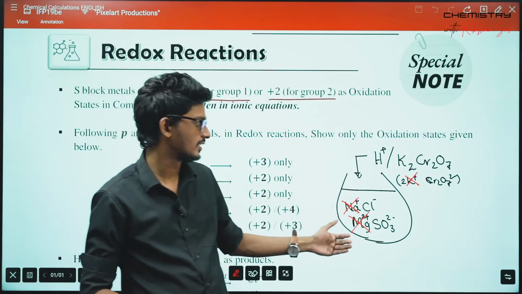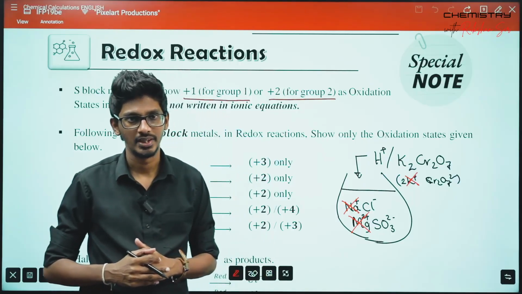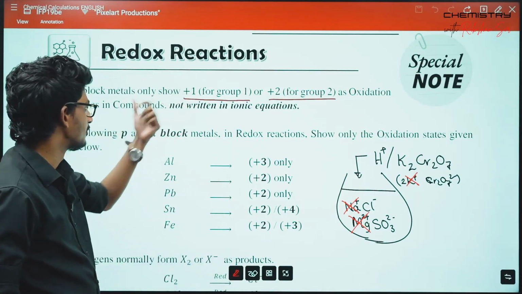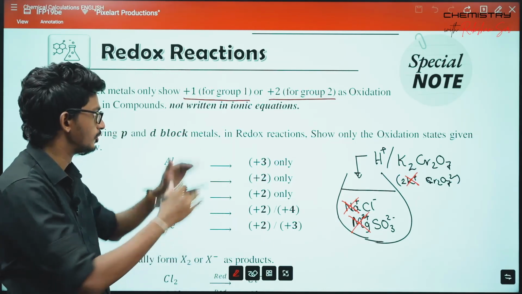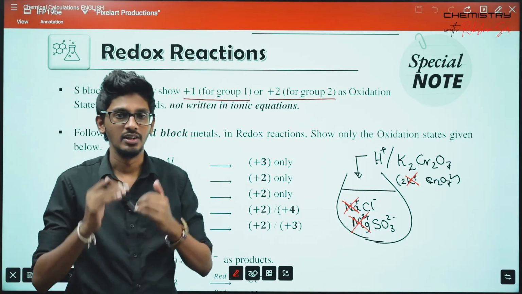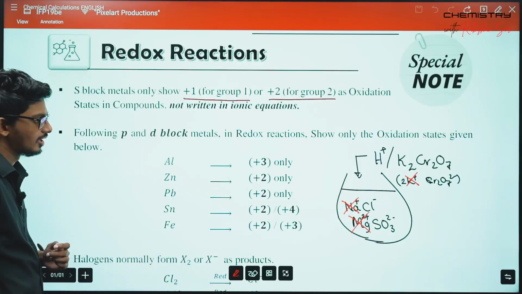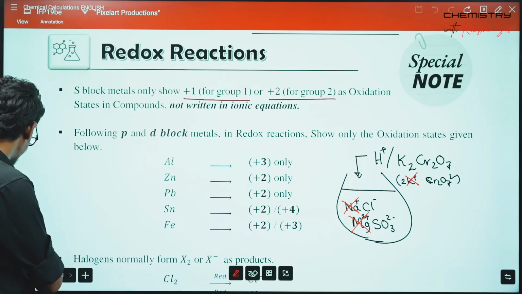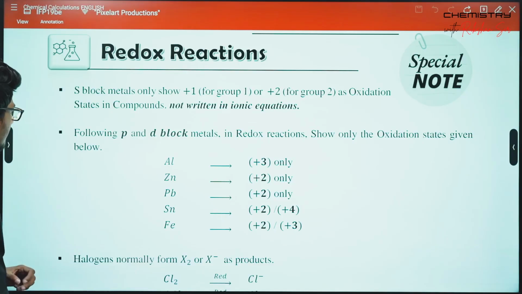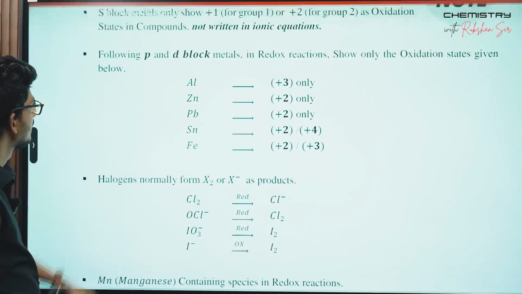No redox reactions happen with the group 1s or group 2s. That is the first rule here. You should know these rules to select whether a reaction will occur or not. Let's come up with the second example, the second point.